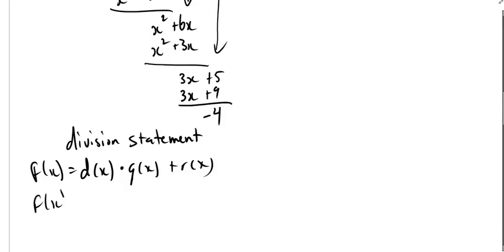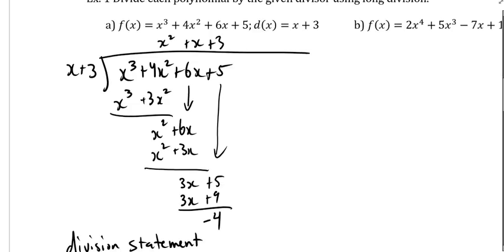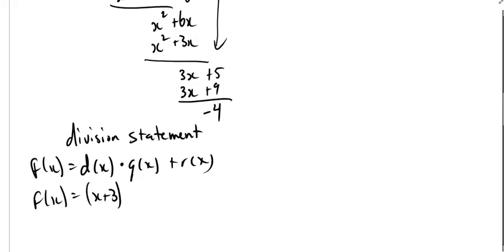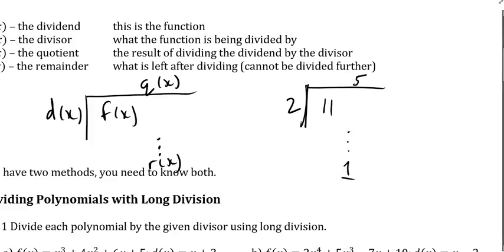So f(x) equals (x plus 3)(x squared times x squared plus x plus 3) minus 4. I have a remainder of negative 4. Think about what that means if I compare it to the long division that I pretended to do above with numbers. I had a remainder of 1. When I divide 2 into 11, I have a remainder of 1.